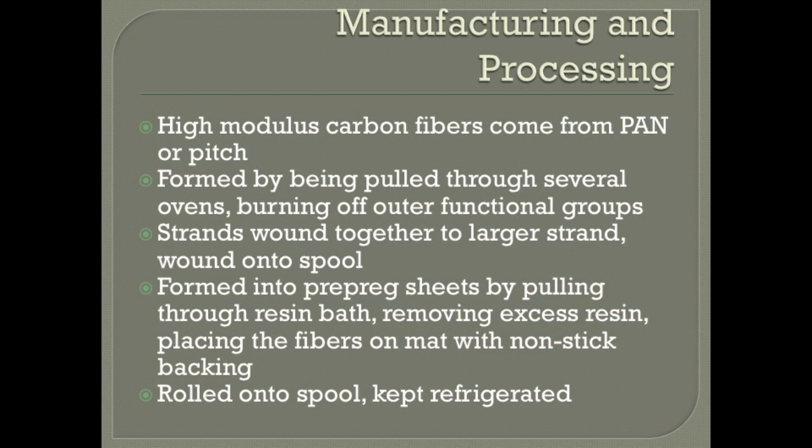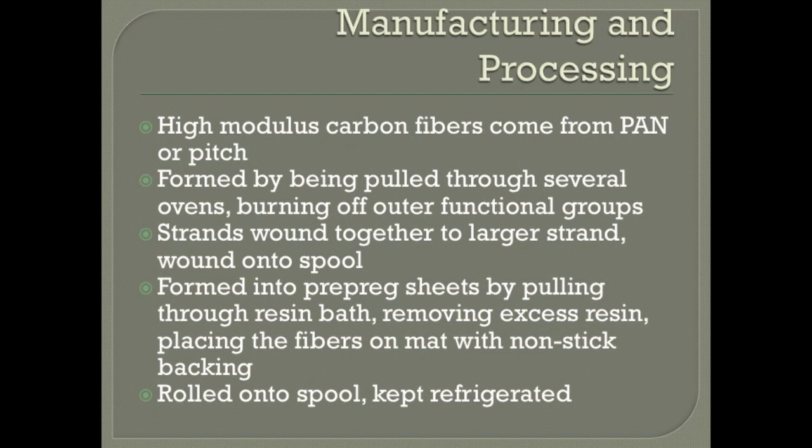Helicopter rotor blades require a high modulus in the longitudinal direction, so high modulus carbon fibers are used. These fibers can either come from polyacrylonitrile or pitch, which is a petroleum byproduct. The fibers are formed by being pulled through ovens of increasing temperature where the outer functional groups are burnt off, leaving an almost 100% carbon structure. From there, the strands can be formed into pre-pegged sheets by pulling them through the resin bath, removing the excess resin, and placing the fibers onto a mat with a nonstick coating so it can be wound onto a larger spool. An alternative to forming pre-pegged sheets is to pull the fibers through resin for use in filament winding.